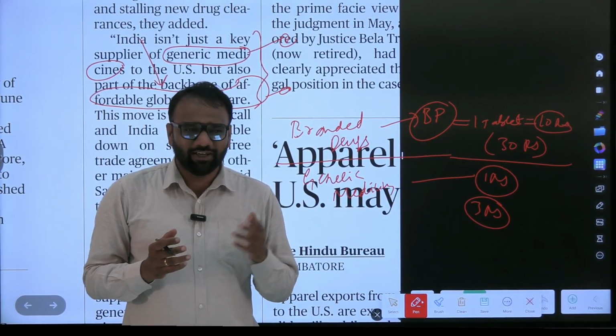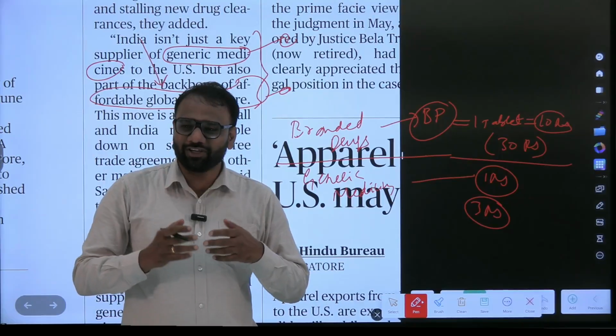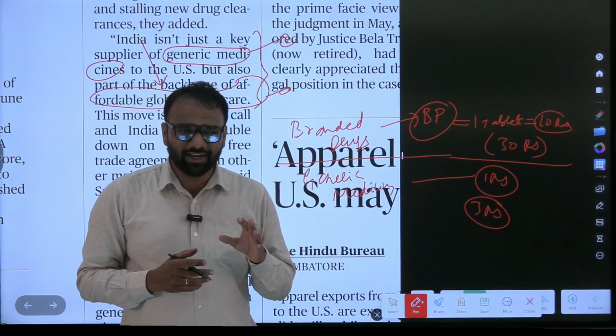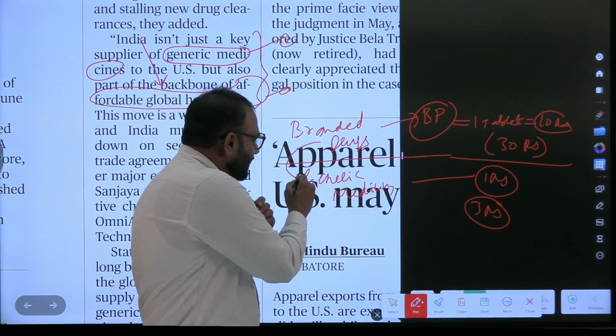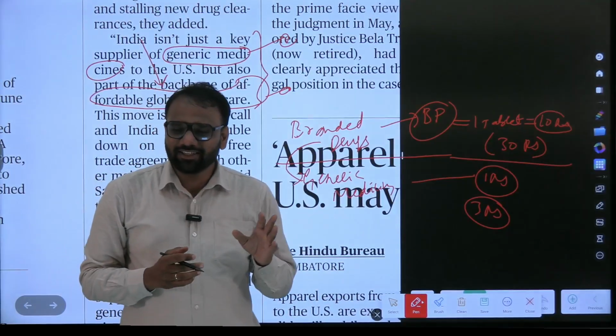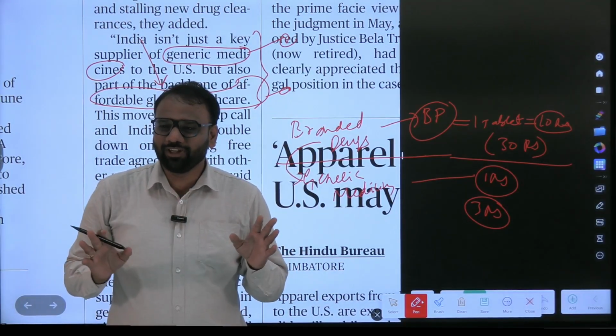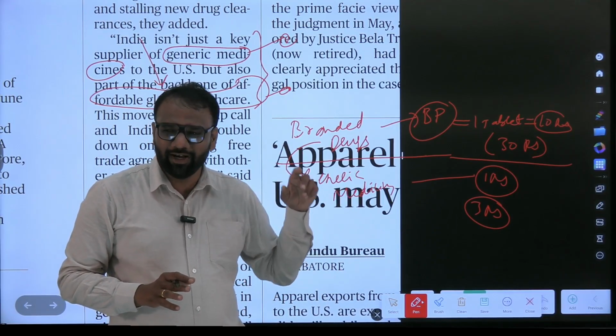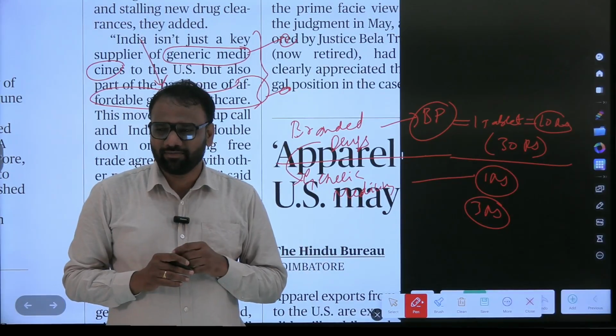Then the next question is, if this is the case, then why do we not manufacture only generic drugs? Why should we go for branded drugs? Generic drugs have been derived from branded drugs. Generic drugs have not done any kind of research. What they have done is just copy paste work. Whatever content is there, they have copied it and manufactured generic drugs.